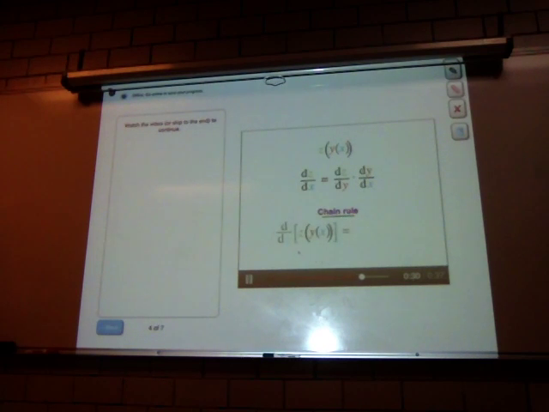Suppose you want to find the derivative of this composite function, z of y of x. What does the chain rule say this derivative is equal to?